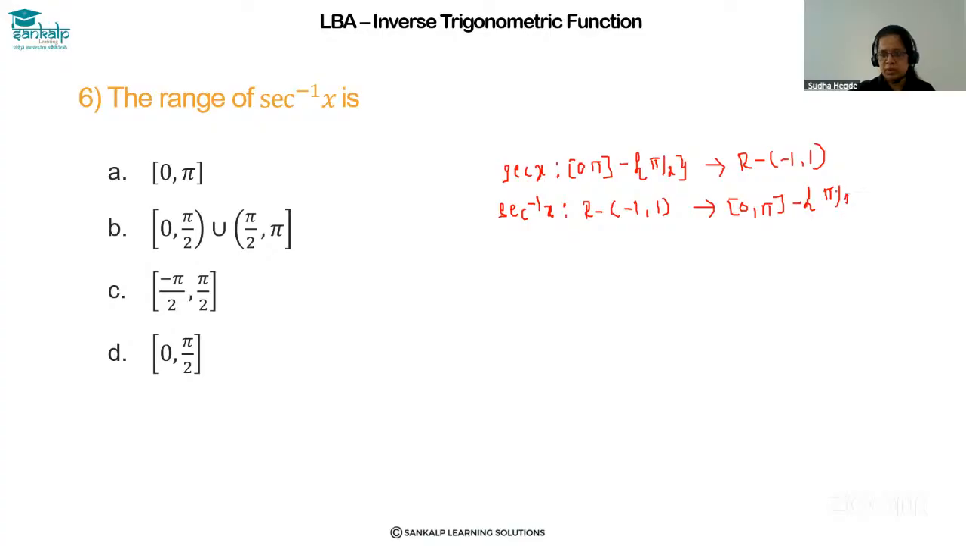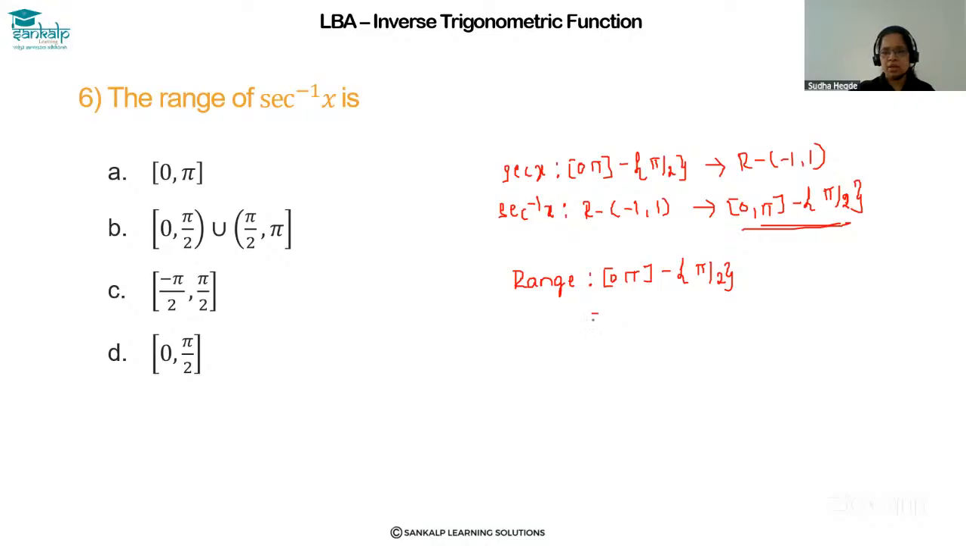Now can you tell me what is the range? Codomain is the range. Therefore, range is closed interval 0 to pi minus pi by 2. You have to remove pi by 2. But this option is not there in the options.